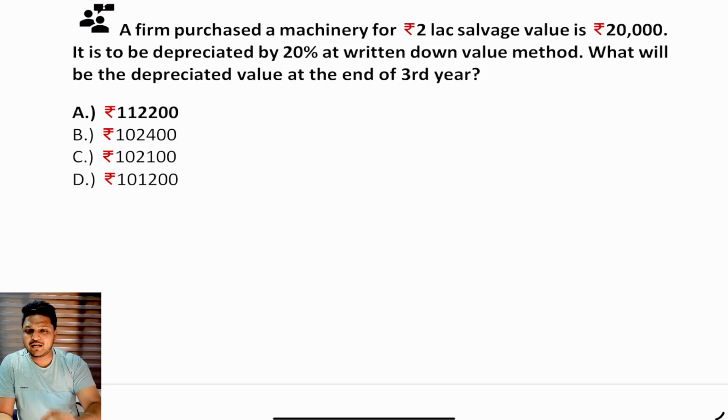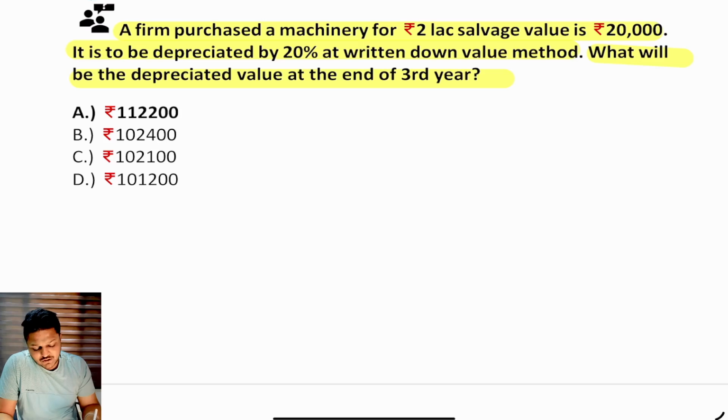Now let's jump to the content section. The first thing we are going to cover in this video is a numerical question. Let's focus over here. A firm purchased a machinery for rupees 2 lakh. Salvage value is also given, 20,000. It is to be depreciated by 20% by the written down value method. What will be the depreciated value at the end of the third year?